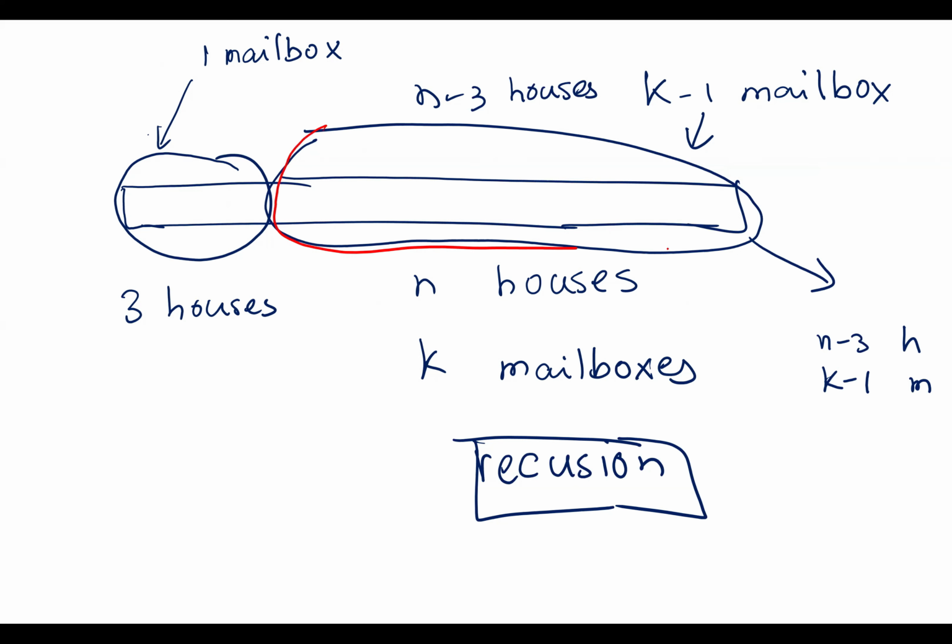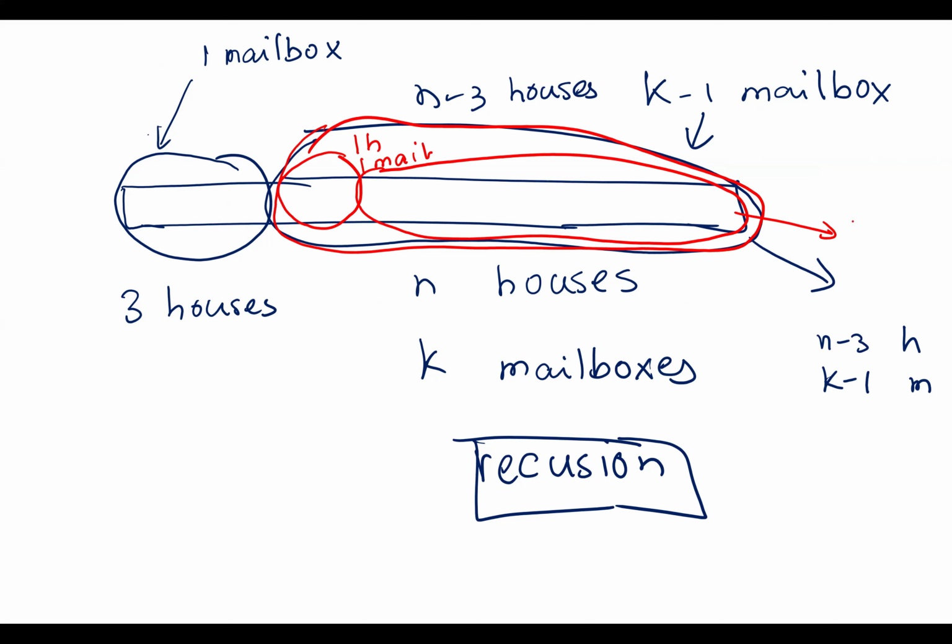So this is the subproblem, right? So we do the same thing here. So we take 1 house here, right? 1 house, 1 mailbox. And then for the rest, what is the rest? It was n minus 3 houses, right? So we took 1 here and n minus 4 houses and k minus 2 mailboxes. You see that? So we recursively break it further down. Okay, so there goes our insight.